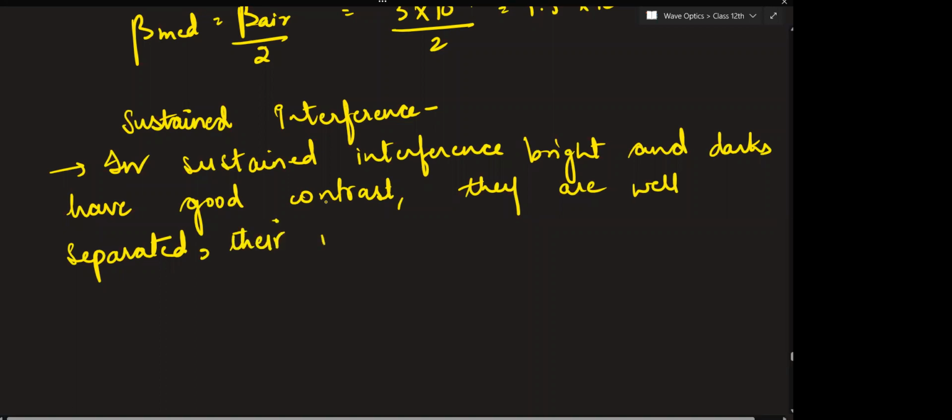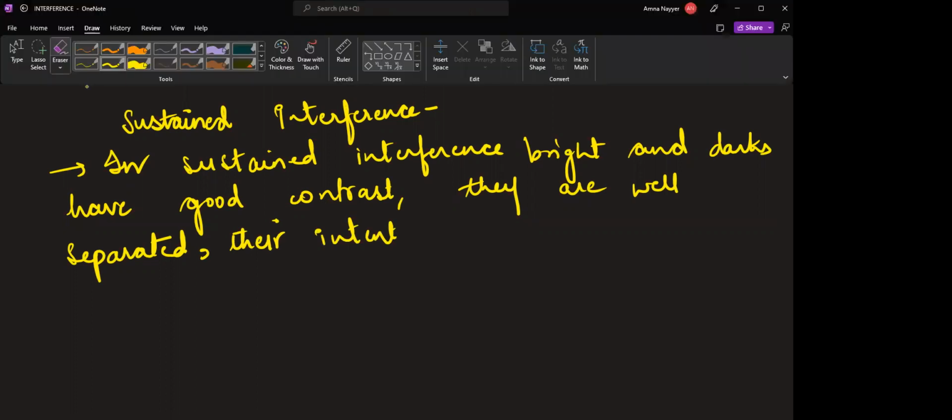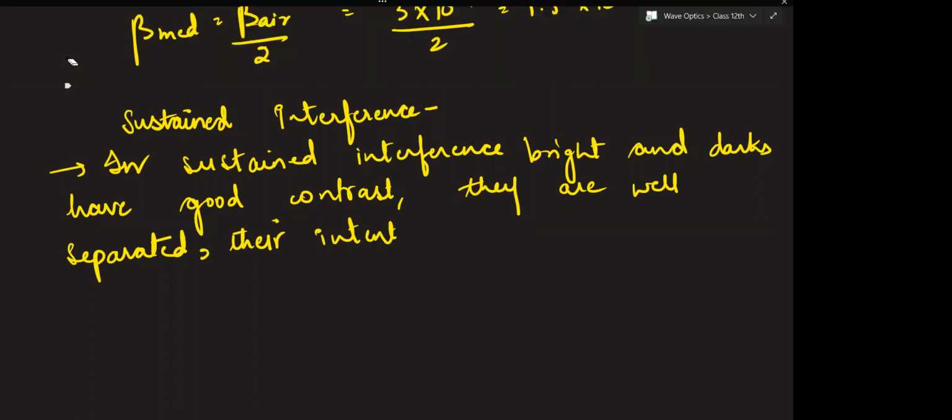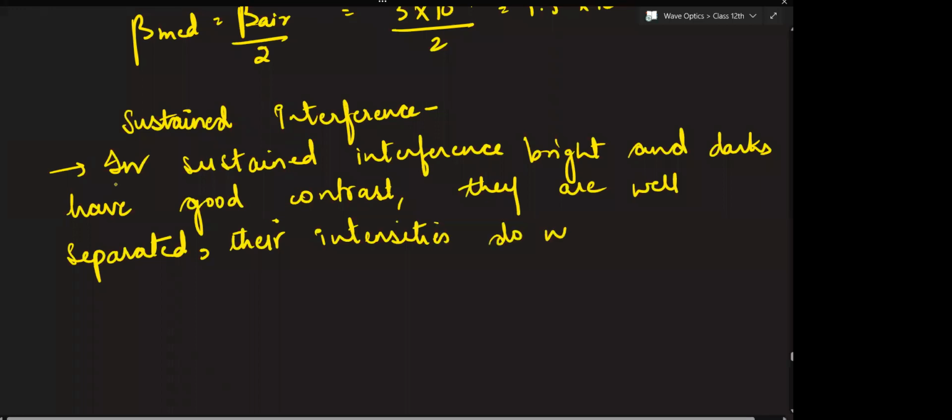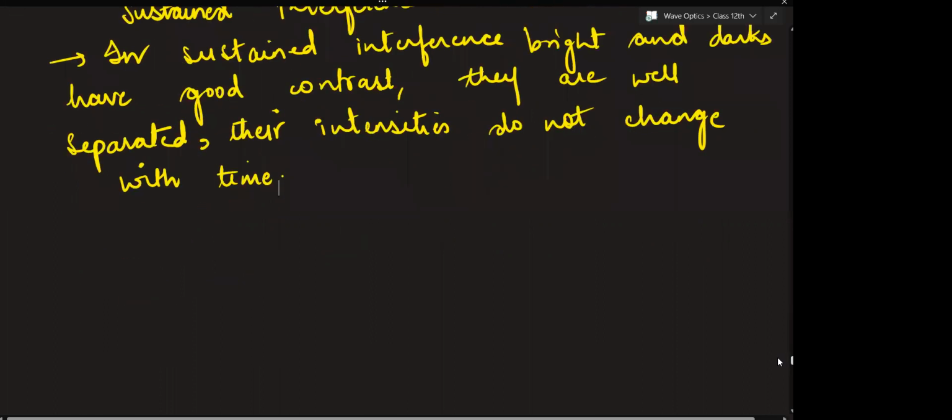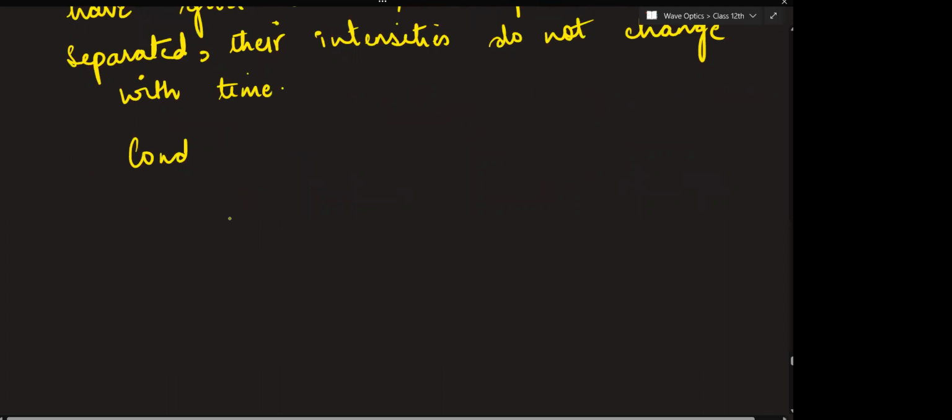Their intensities do not change with time. Now, when the question comes on sustained interference, write this complete definition, and write the conditions also. 4 to 5 conditions are there. Yes, 5 conditions are there.